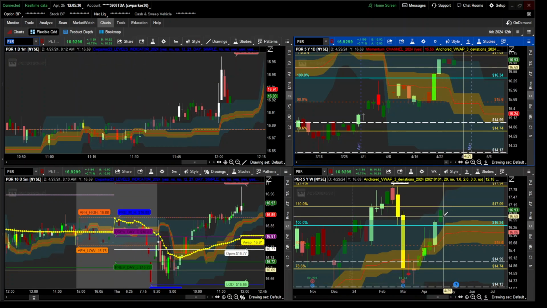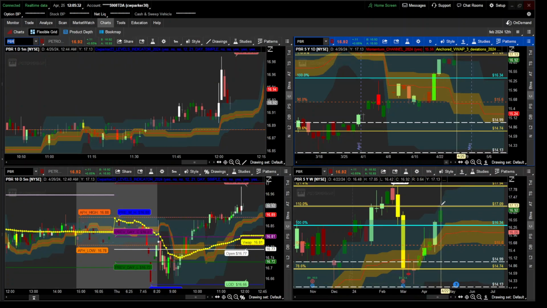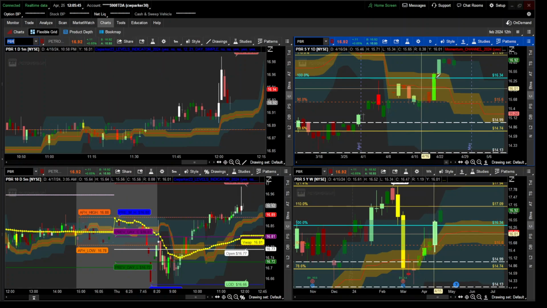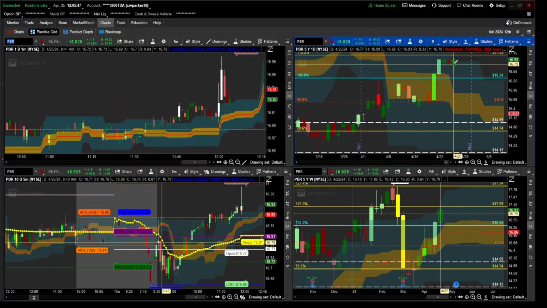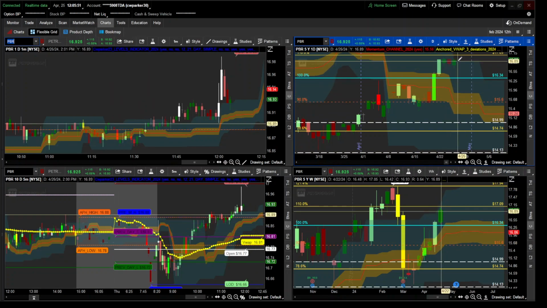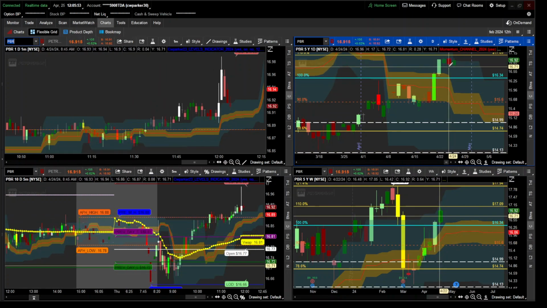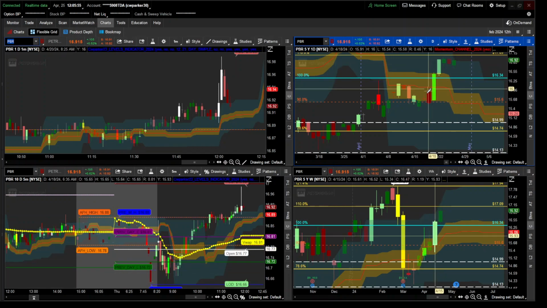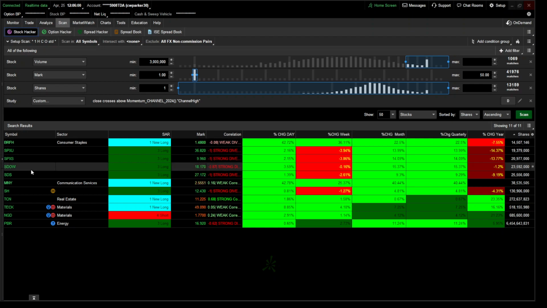And you can look right here with PBR. I would look for it to probably come up to here, 17, 19, or somewhere near 17 and to the top of the cloud and possibly stop. But it's in the cloud on the daily and the weekly, so I would really look for something above 17 to try and be long this stock right here. But let's go to one more.